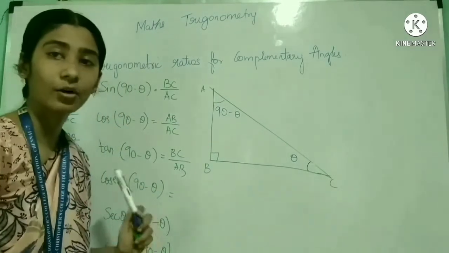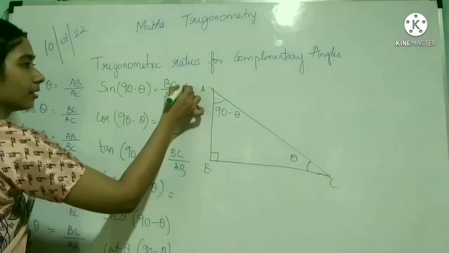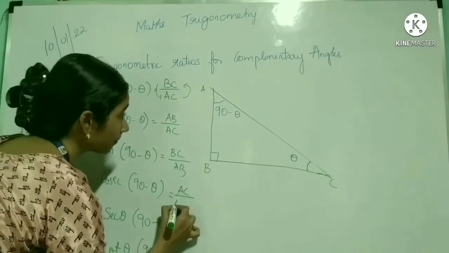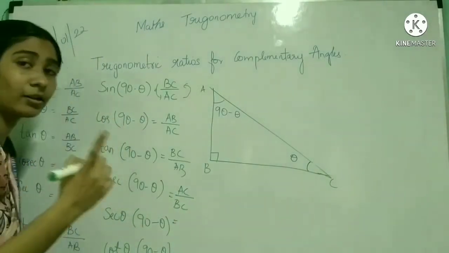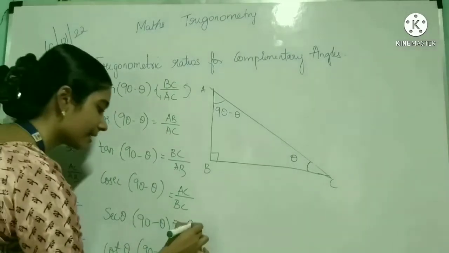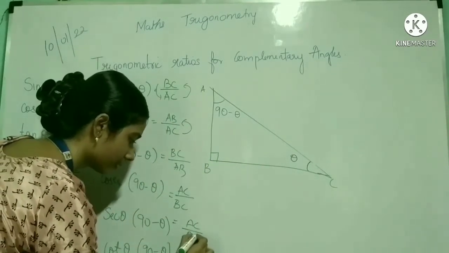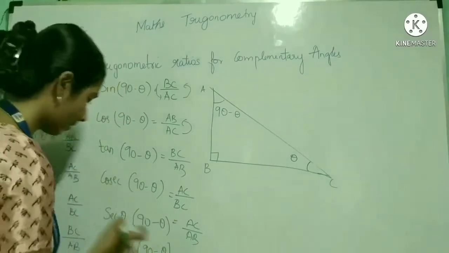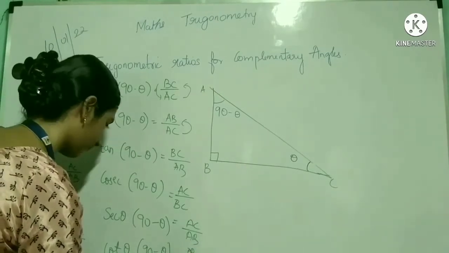What is cosecant theta? Cosecant theta is nothing but 1 by sine. We have to take the reciprocal of sine. So AC by BC. What is secant theta? 1 by cos theta. So AC by AB. What is cot theta? Cot theta is nothing but 1 by tan theta. So from tan theta, AB by BC.